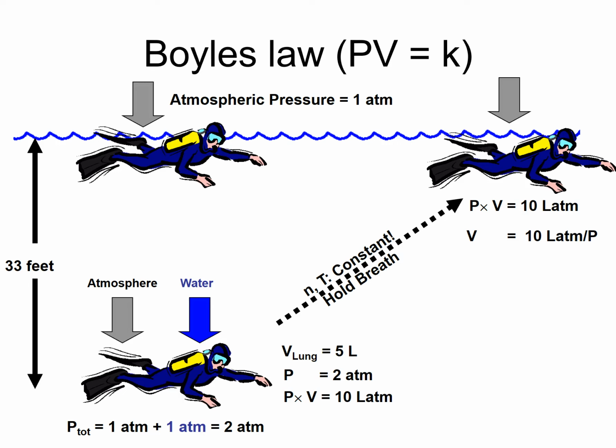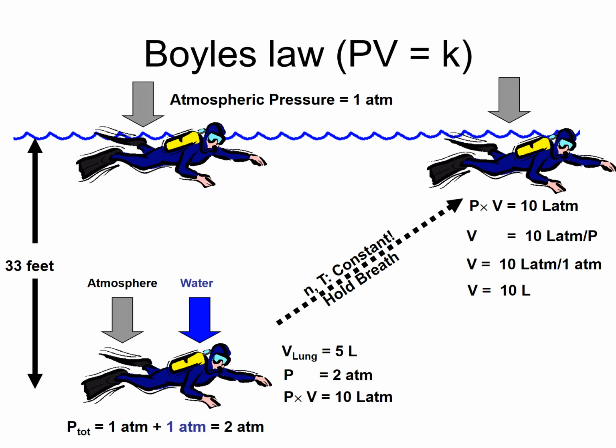Do we know anything more? Well, we do know that it's atmospheric pressure now for the diver at the surface. They no longer have the weight of the water pushing down on them. And so we can take 1 atmosphere and plug it into this equation. So we now have volume is equal to 10 liter atmospheres divided by 1. The arithmetic couldn't be simpler. And we can calculate then that the volume of the lungs is now 10 liters.